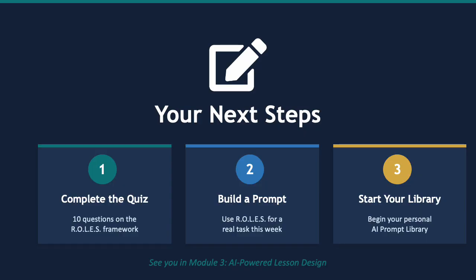Now here's your assignment for this module. I want you guys to take one task you're planning to do this week, such as a worksheet, a rubric, a parent email, just anything, and write a roles prompt for it. Compare the output to what you would have created manually. I think you will be surprised. Now head to the workbook exercises and make sure to complete those for extra practice. They're going to drill this framework into your muscle memory.